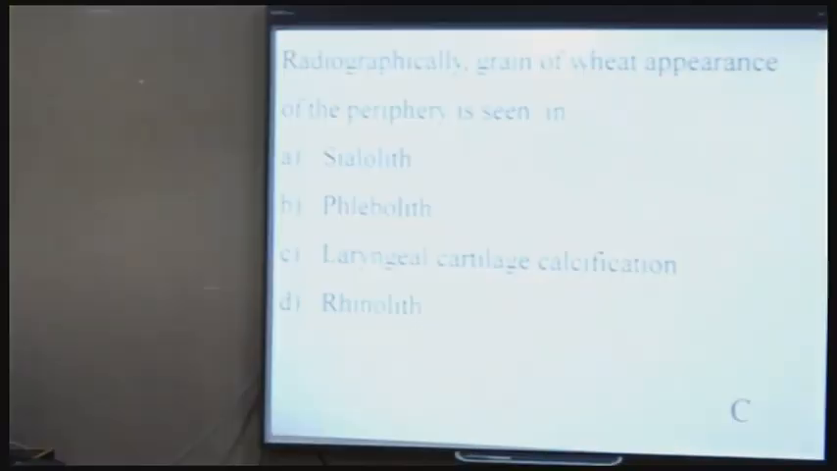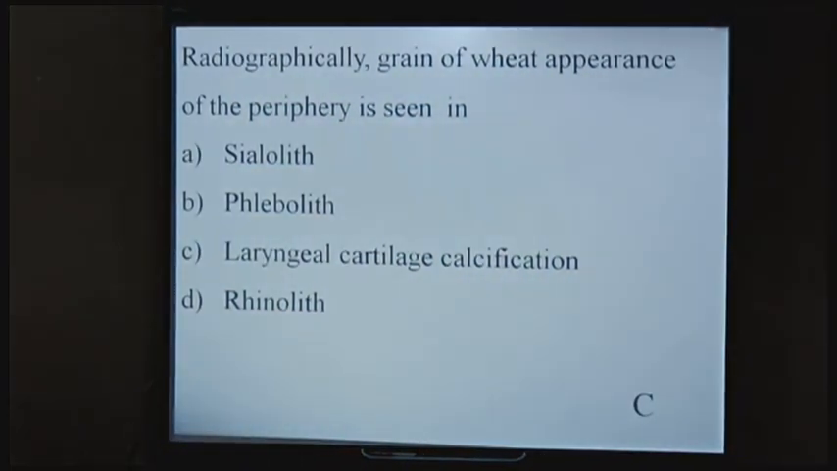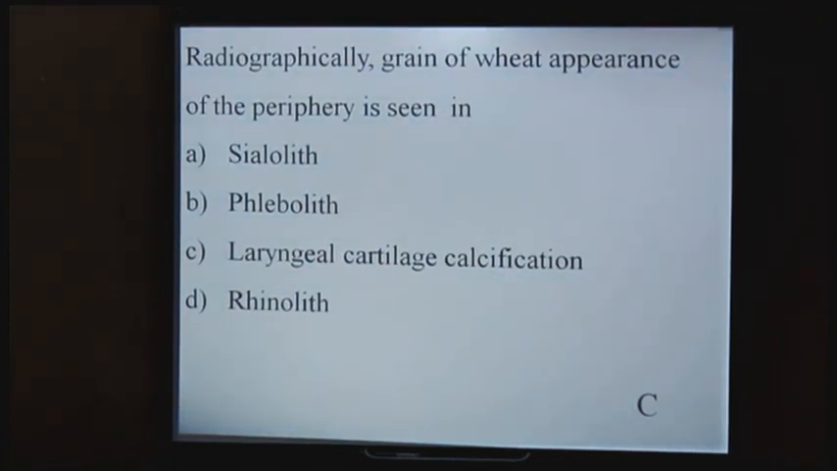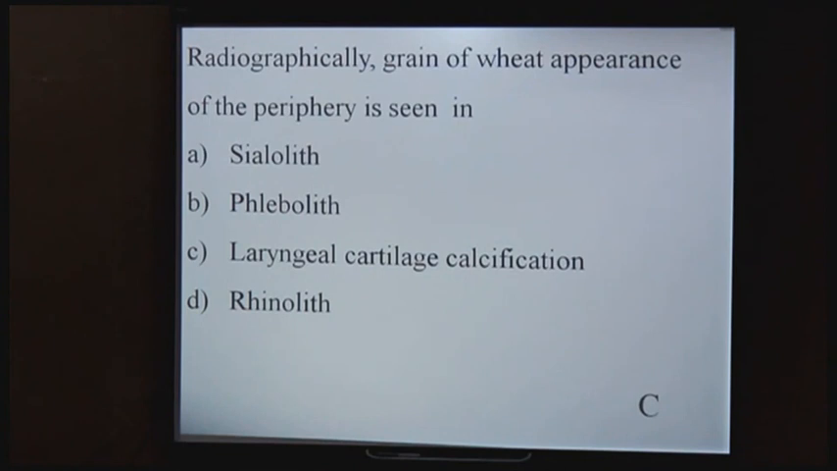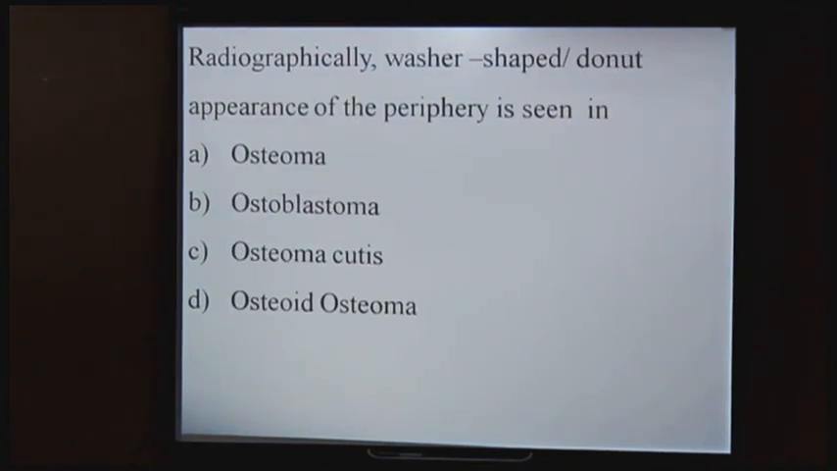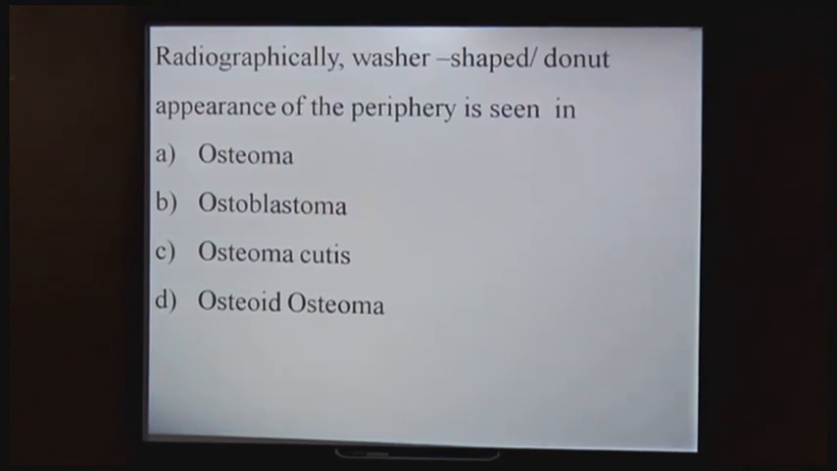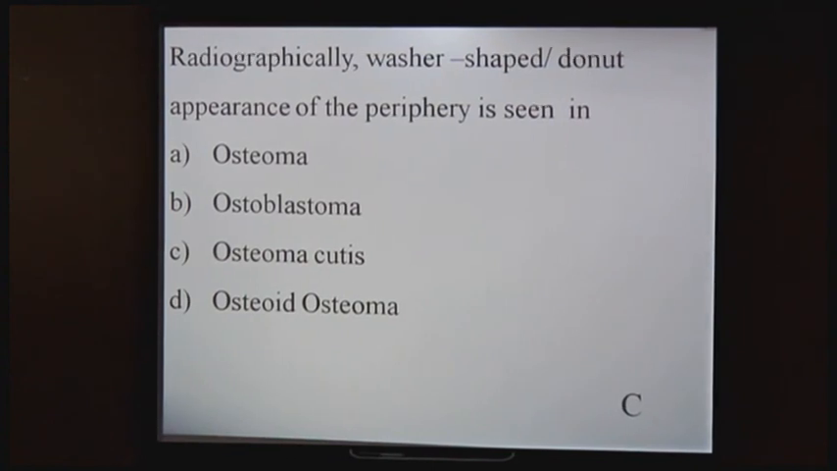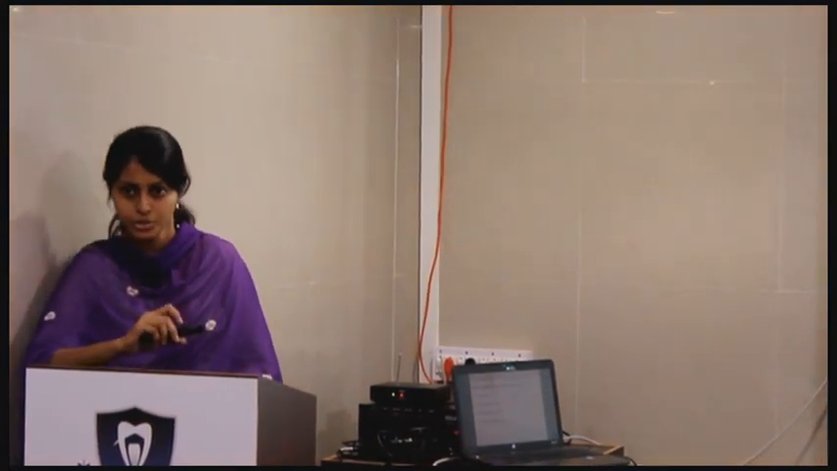This calcification can be seen perhaps in your CBCT. You can see the larynx itself on a CBCT. CBCT is more like it's half a CT. Radiographically, washer-shaped or donut-shaped appearance of the periphery is seen in osteoma cutis. One more appearance I gave you. I just spoke about one more appearance of osteoma cutis.